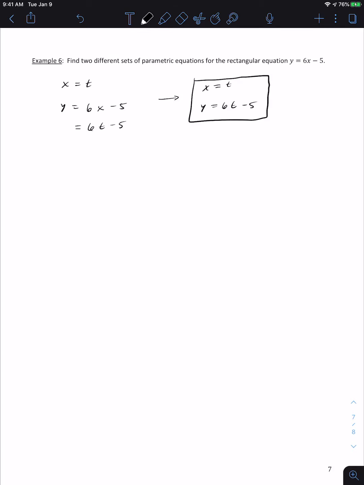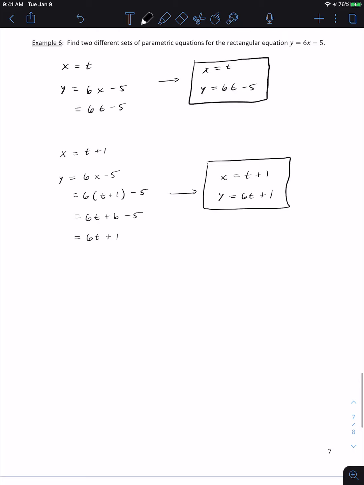So now we need to find another set of parametric equations. So again, x can be any function of t, and then y will just be dependent on whatever I make x. So let's say, for example, I made x equal t plus 1. That's fair game. If I do that, then y equals 6x minus 5, so y equals 6 times t plus 1 minus 5, so 6t plus 6 minus 5, so I get 6t plus 1. So that's another set of parametric equations. x equals t plus 1 and y equals 6t plus 1.